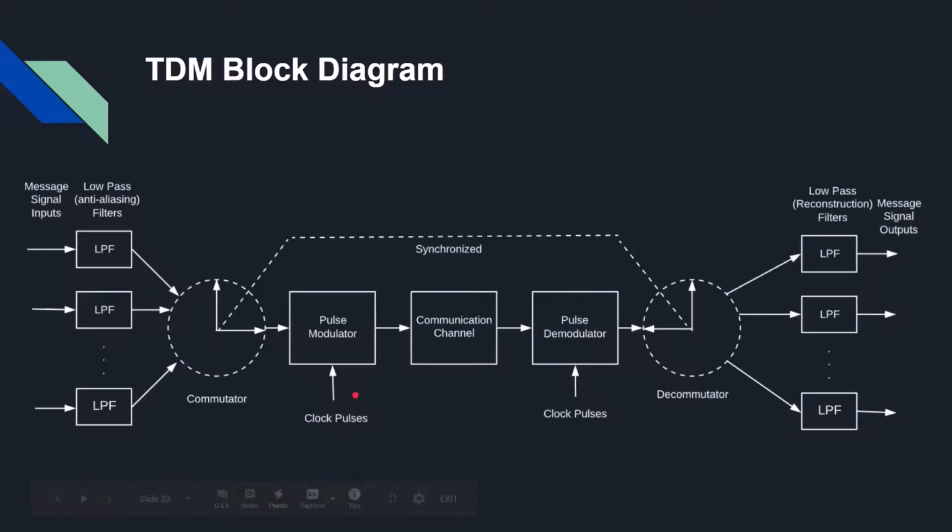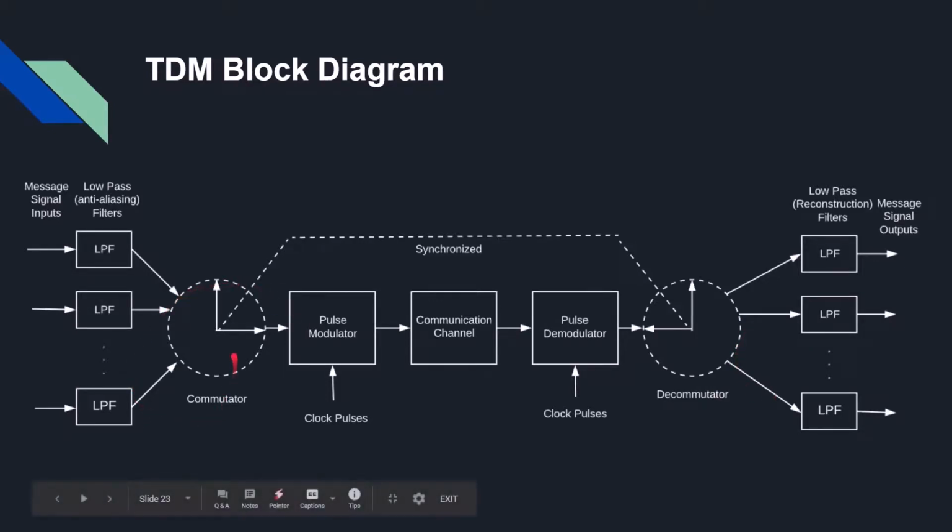Now let's understand this by block diagram. Here we have multiple signals and then we will pass them through low pass filters. These low pass filters will act as anti-aliasing filters so that the bandwidths of the signals do not merge with respect to consecutive signals. Thereafter we have switches. The switch at the transmitter is known as the commutator and the switch at the receiver is known as the decommutator.